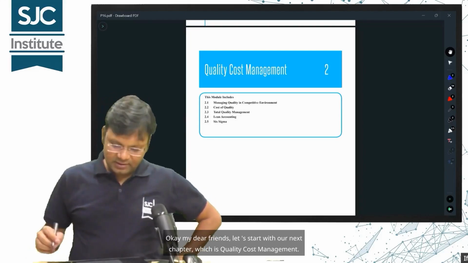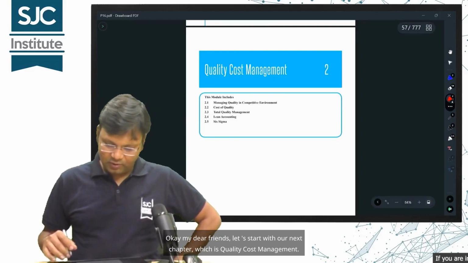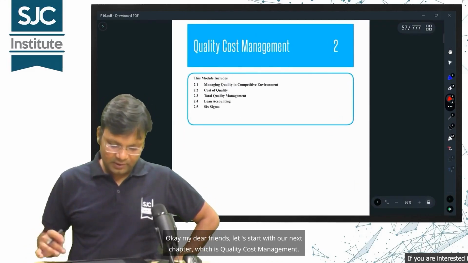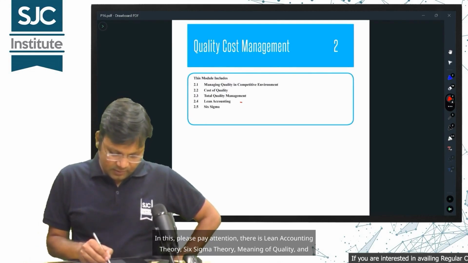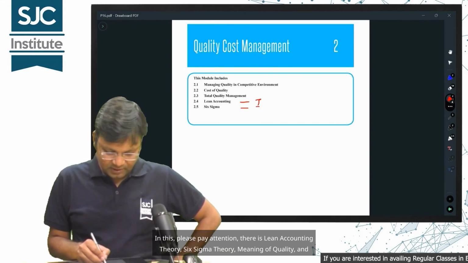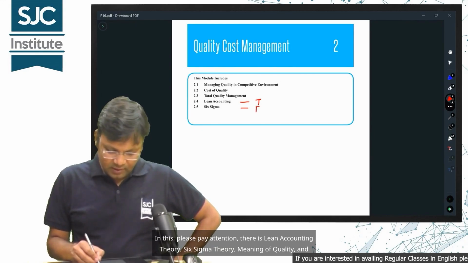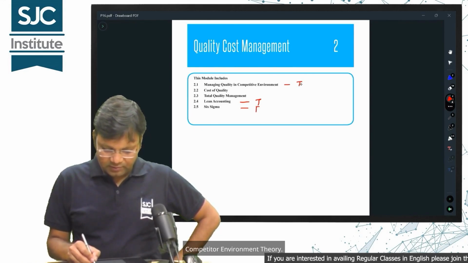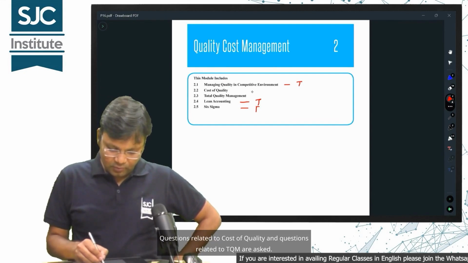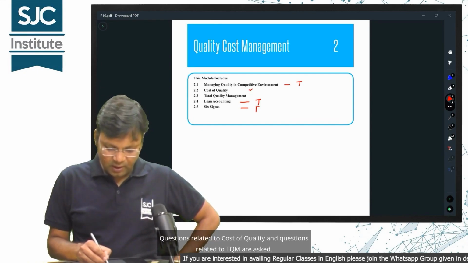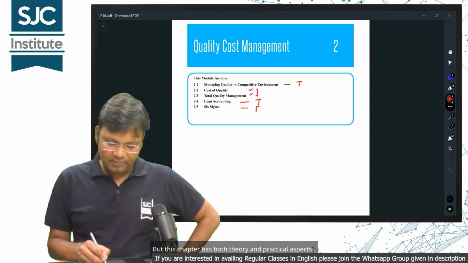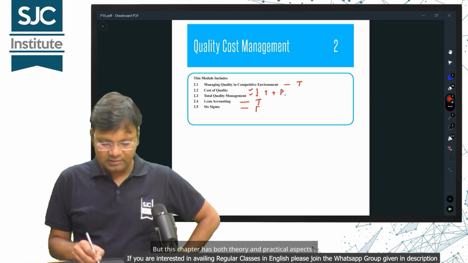Okay, my dear friends, let's start with our next chapter, which is Quality Cost Management. In this, please pay attention. There is Lean Accounting Theory, Six Sigma Theory, Meaning of Quality, and Competitor Environment Theory. Questions related to cost of quality and questions related to TQM are asked. But this chapter has both theory and practical aspects.